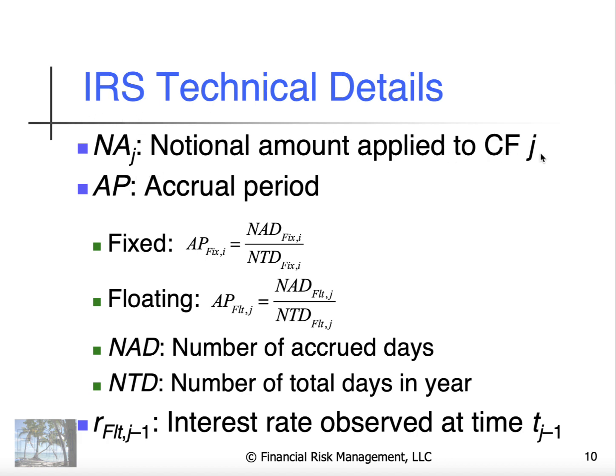So some of the technical details: I have a notional amount that's applied to cash flow J. Some swaps are in fact amortizing, and so the accrual period for the fixed leg may not be the same as the accrual period for the floating leg, and so there's an accounting for that. NAD is the number of accrued days, NTD is the number of total days in the year. So if there are 91 days in a quarter and the number of total days is 365, the ratio would be 91 over 365. The floating rate, if you'll notice, has the subscript J minus 1, the prior period, because it's advance set, settled in arrears.